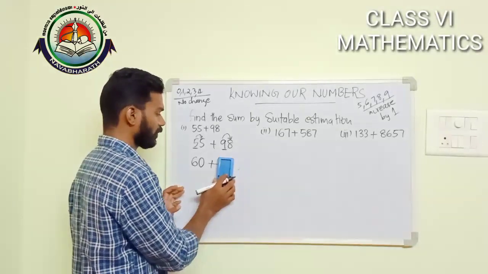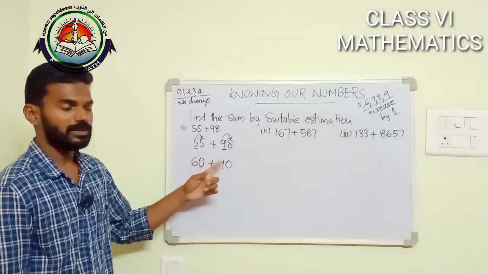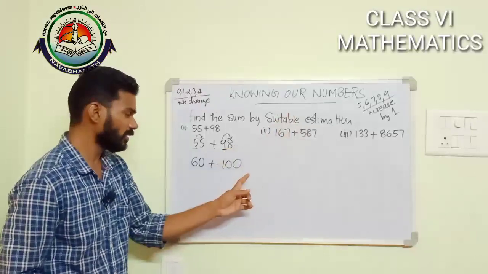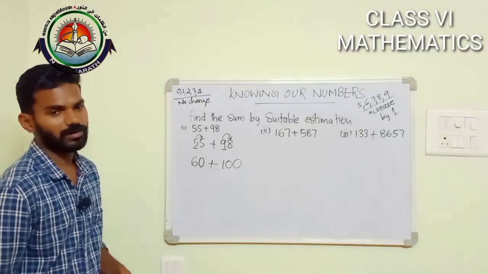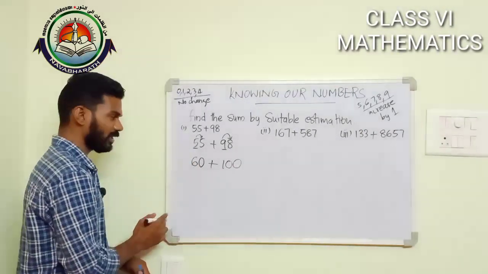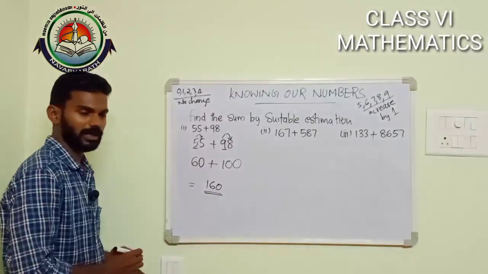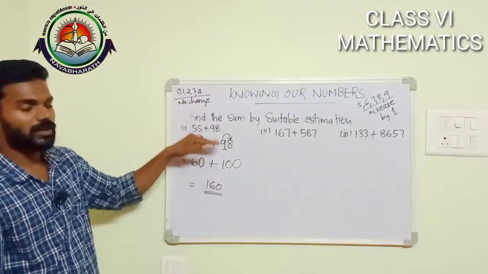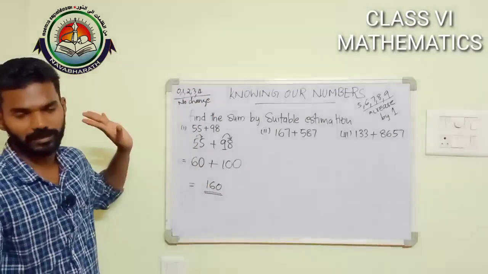Then this 8 is replaced as 0. All other digits must be 0 itself. Clear? So that 98 can be rounded off to 100. Now this calculation can be easily done. 100 plus 60, which would be the answer, 160 would be the answer. Clear? So this is how numbers can be rounded off and calculations or operations can be easily done.